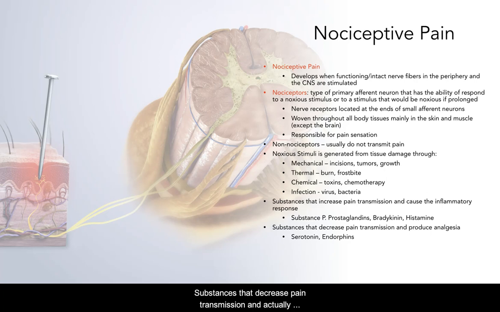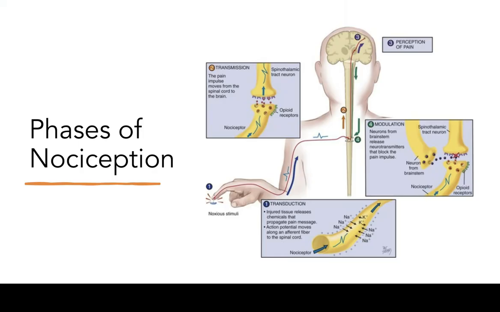Substances that decrease pain transmission and actually produce analgesia normally within your body are serotonin and endorphins. So how does this happen? This happens through the phases of nociception.